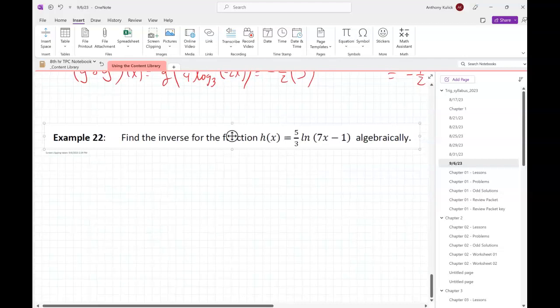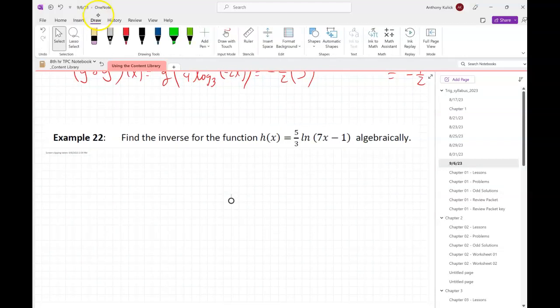Find the inverse for h of x equals 5/3 ln of 7x minus 1. What the heck does ln mean? That's the notation for natural log. What is the base for the logarithm natural log? It's not 10. Log's not a number. E is correct. E is the irrational number, 2.71, and so on, kind of like pi. So natural log is log base E.